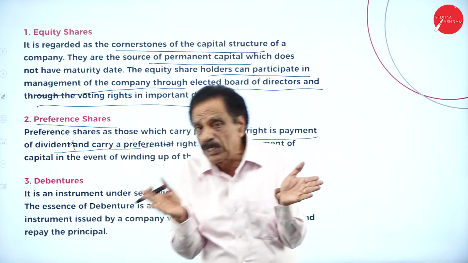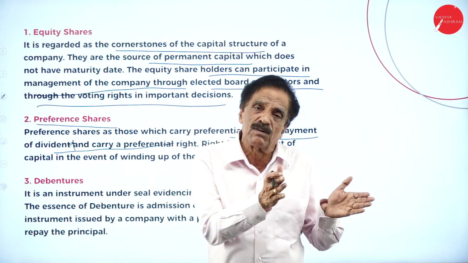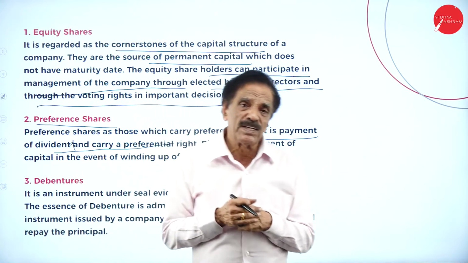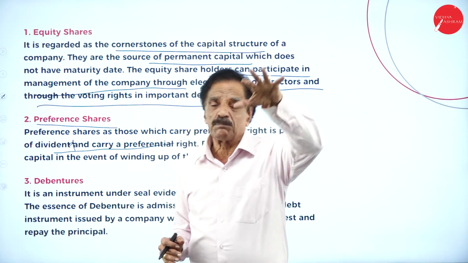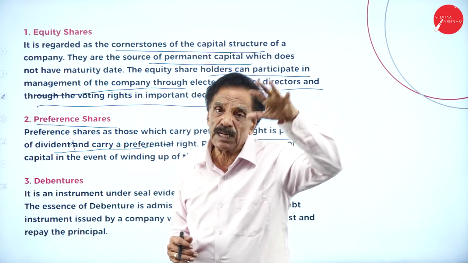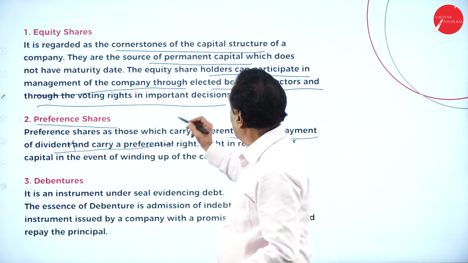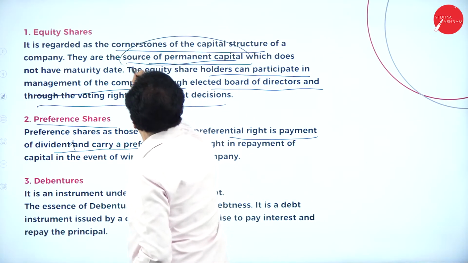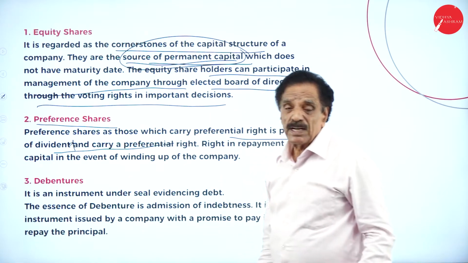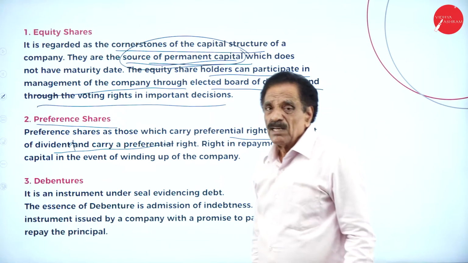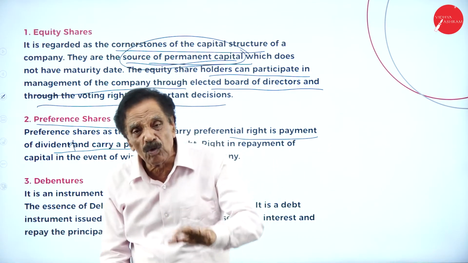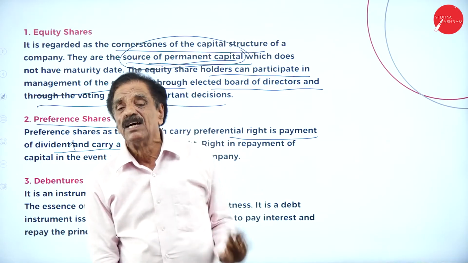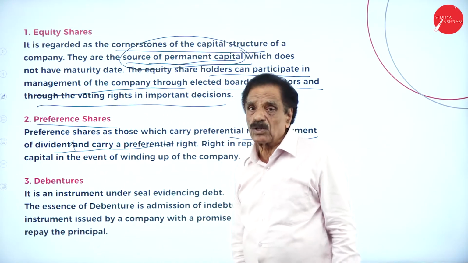So we have two types of shareholders. One is called the equity shareholder, another is called the preference shareholder. Equity shareholders are permanent shareholders. Their capital is going to remain. So equity share capital is a permanent capital, and they can get back their own money only at the time of liquidation. Regarding the preference shareholder, it is not so.